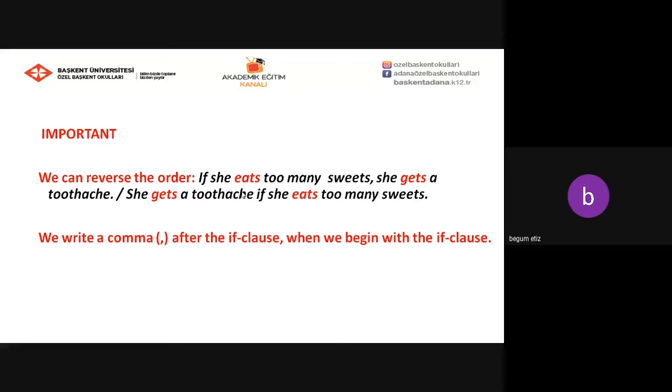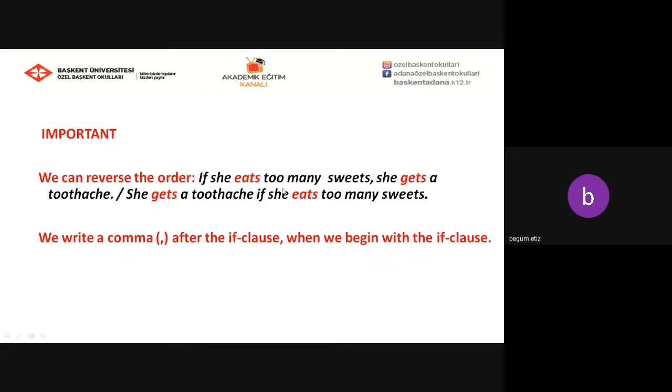We can reverse the order. If she eats too many sweets, she gets a toothache. She gets a toothache if she eats too many sweets. As you see here, after the if clause, we need to use a comma, but when we begin with the main clause, we don't need to use a comma. So, we write a comma after the if clause when we begin with the if clause.